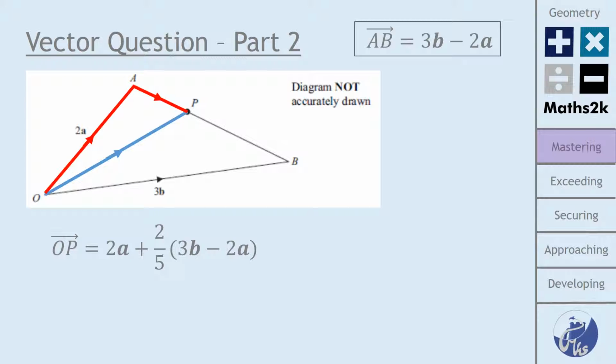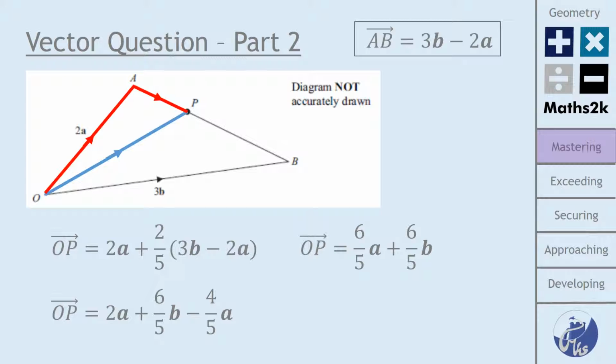Now this will then need a bit of expanding, so just make sure you expand carefully, and then collecting like terms would eventually get us to the point that we can show, with factorizing, that OP is 6/5 of a plus b. That is, OP is a multiple of a plus b. Now if one vector is a multiple of another, that shows that they are parallel because they have the same direction, but just different magnitudes. And that would be the end of this question. You wouldn't really need to do any more than that, other than write a little bit of a description of what it is that I've just said.